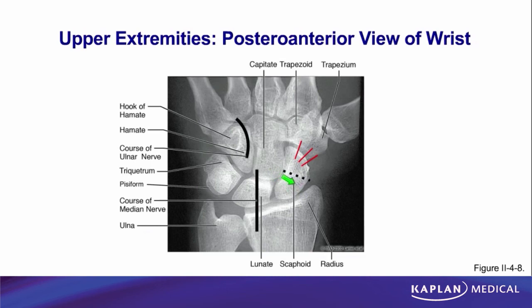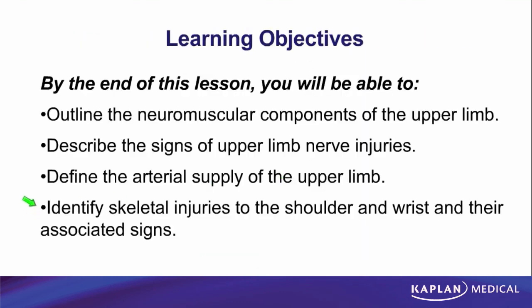Okay, so that's the story of the wrist. So what we wanted to accomplish in the upper limb was to go over the neuromuscular components, talk about the upper limb nerve injuries, which we've done, a bit about the arterial supply, and finally the injuries to the shoulder and the wrist. Dislocation at the shoulder, lunate dislocation at the wrist, and scaphoid fracture at the wrist.